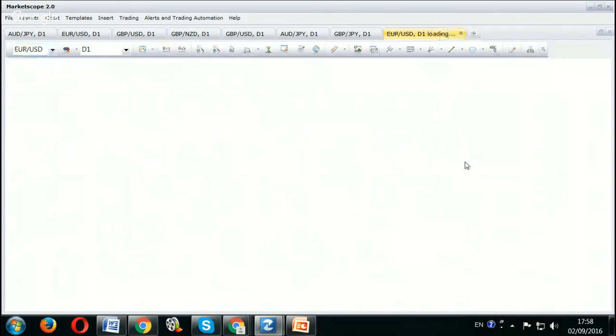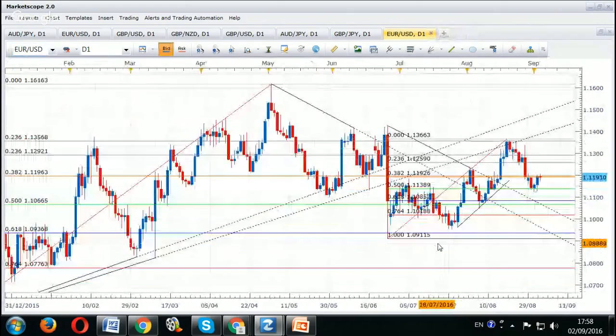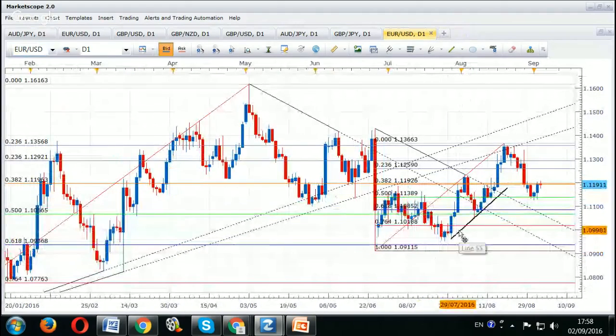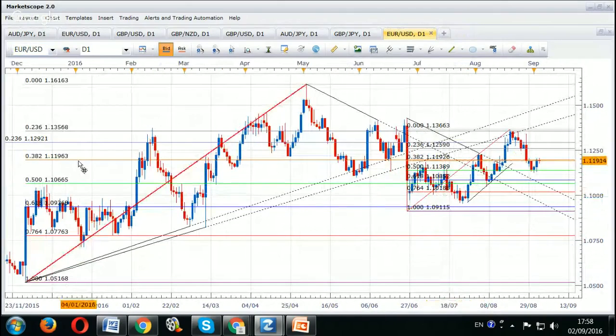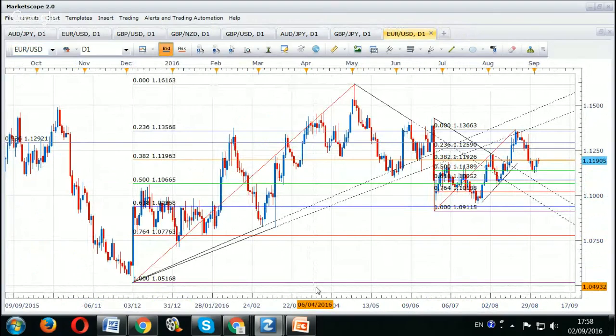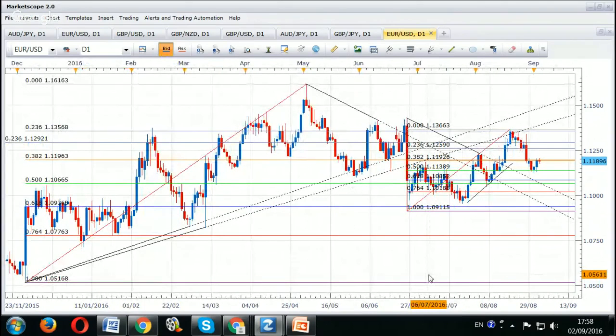Let's have a quick look at the euro dollar pair, and the chart is a mess. I'm sorry for that. The currency pair is trading around 1.1190. If you can see, 1.1193 is a 38.2% fib retracement, as well as 1.1196. And quite interestingly, 1.1196 is also the 23.6% Fibonacci retracement of the massive fall from May 2014 to March 2015. So the area between 1.1190 and 1.12 is quite crucial.